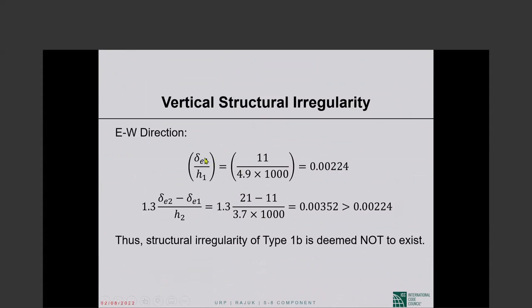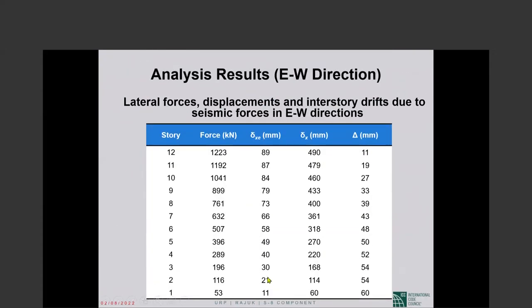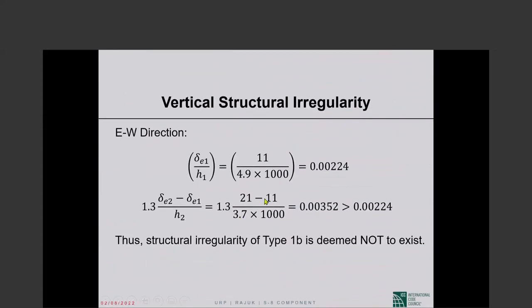Okay, so delta sub E1 is 11 divided by H1, 4.9 meters. That is 0.224, and 1.3 times delta 2 minus delta 1 by H2. This is 21 millimeters here, minus 11 divided by 3.7 meters. That gives you 0.0352. This being larger than that, or this being smaller than that, we do not have to consider type 1b irregularity. This is huge.